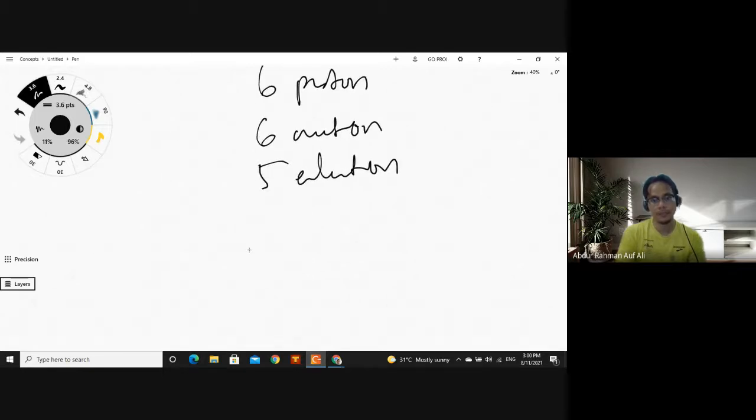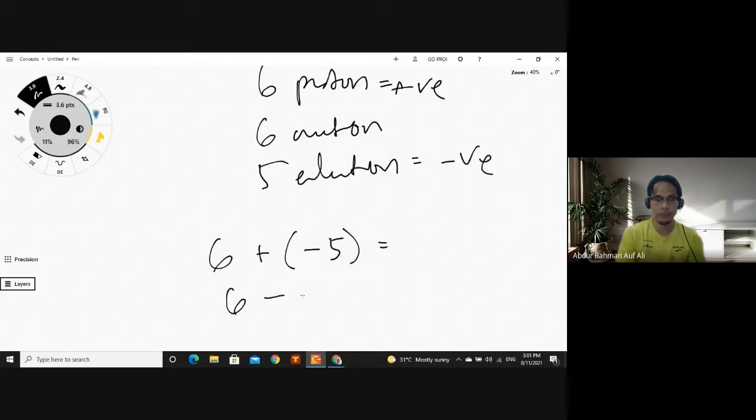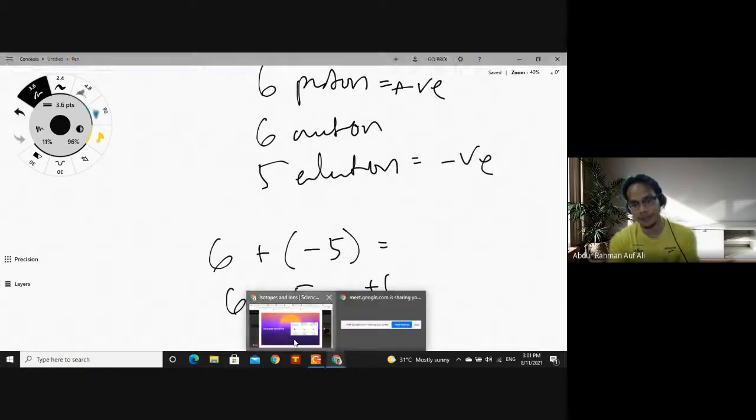So why is it positive? If we add up the protons and electrons, this is 6 protons plus 5 electrons, so we get 6 minus 5. The answer is 1. Positive 1. So that's why an atom can become positively charged, because the amount of protons is more than the amount of electrons. That's it. That is how we explain the electrical charge of an atom.